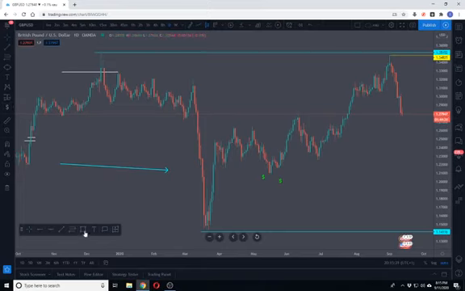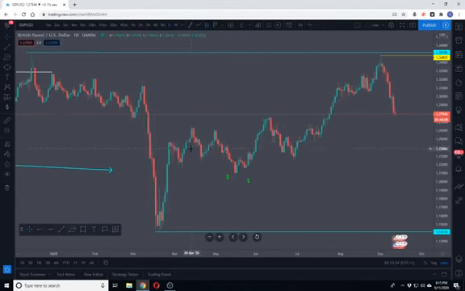Let's see if we can figure out how much of a reaction. Well, this is the daily time frame, so you're looking at 126 pips, which is quite a decent amount, even if you're in a smaller time frame.